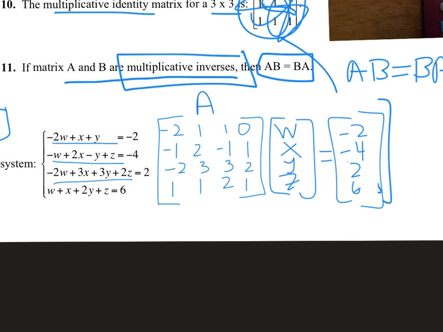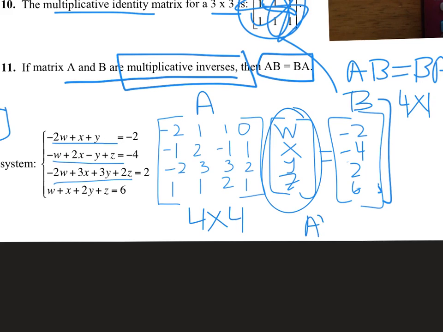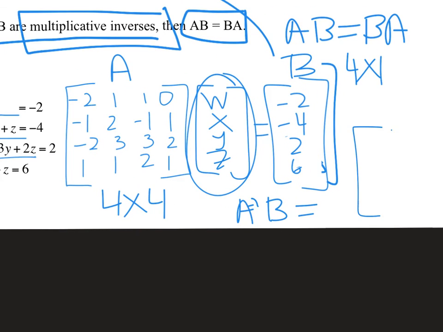You would put this in for matrix A. It's a 4 by 4. You would put this in for matrix B. It's a 4 by 1. And then you're going to find out what W, X, Y, and Z are by doing A inverse times B. There you go. And you will get 4 numbers, and this is W, X, Y, and Z.